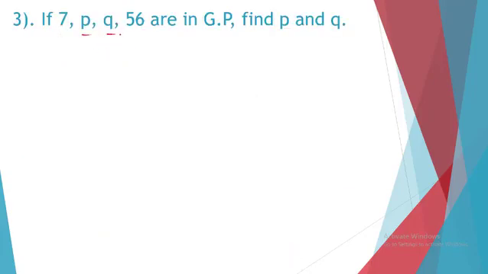If 7, P, Q and 56 are in GP, find P and Q. Okay, let us start. Our a, which is the first term, is 7, and the fourth term, which is T4, is equal to 56. Is that correct?